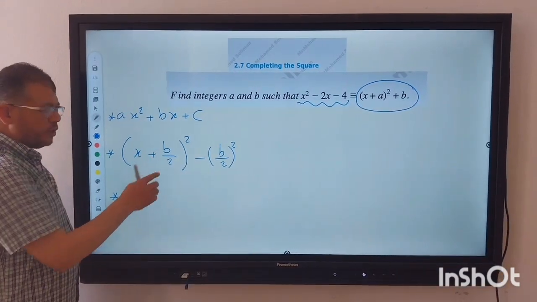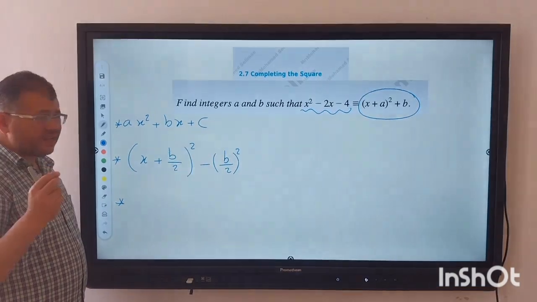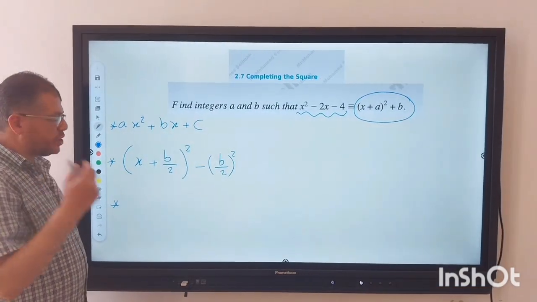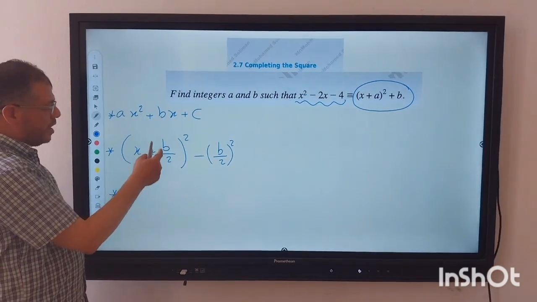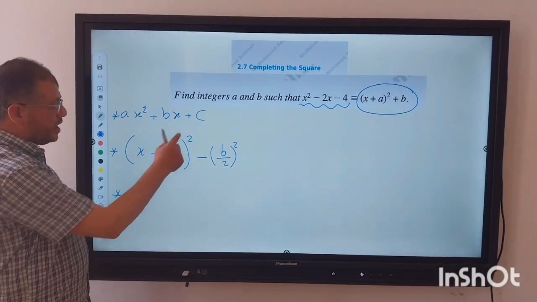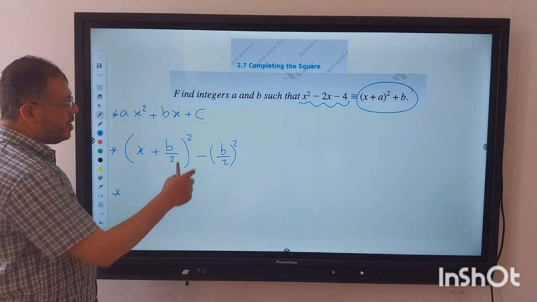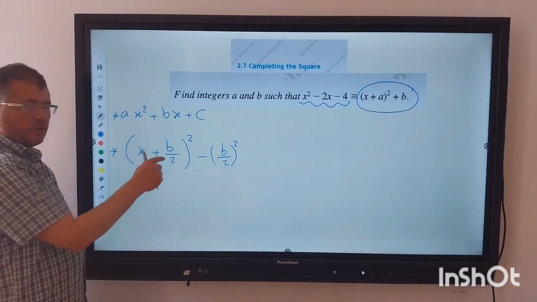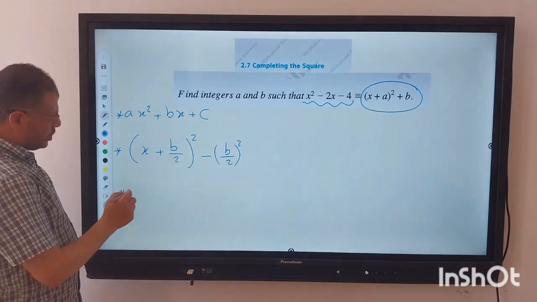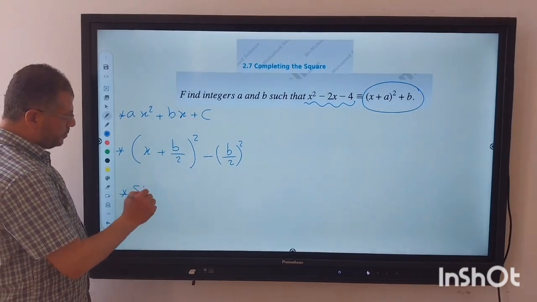Here b over 2, I don't want you to keep it in your mind, but keep only the operation. I write x, after that the coefficient b, I will divide it by 2. After that, I go to here square. The next step, I have to subtract the square of the b over 2. Let's see the third one, then simplify.